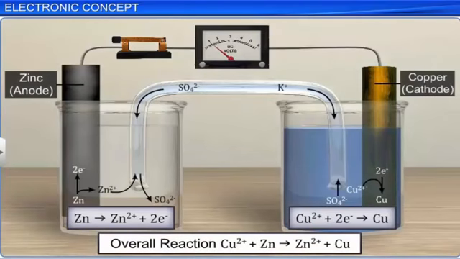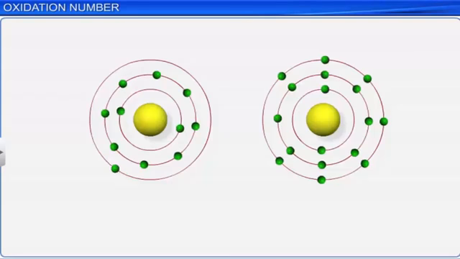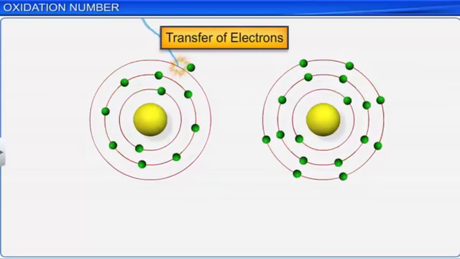Thus, the knowledge of competition between the metals to release the electrons helps us to construct galvanic cells in which the chemical energy is converted into electrical energy. We learned that in redox reactions, transfer of electrons takes place.